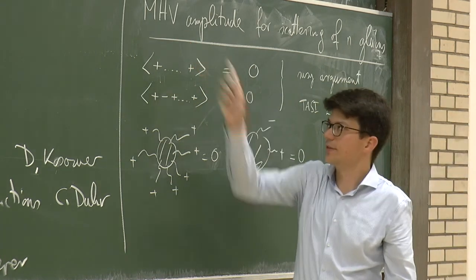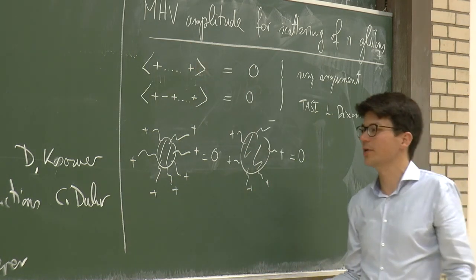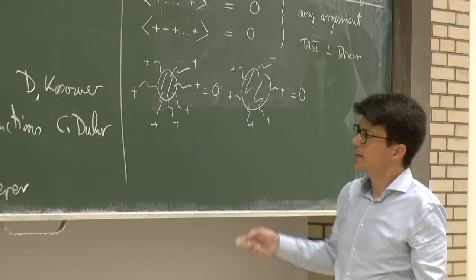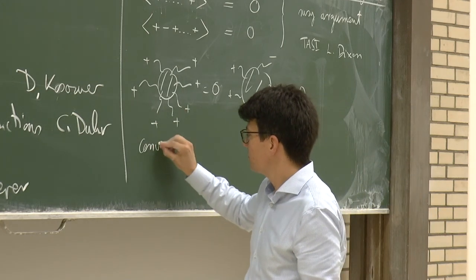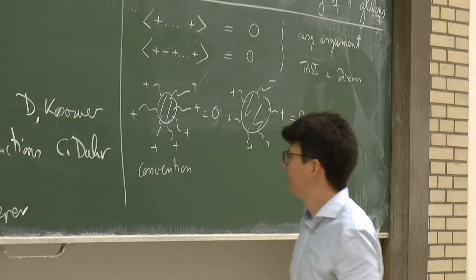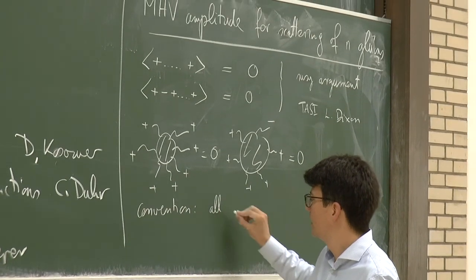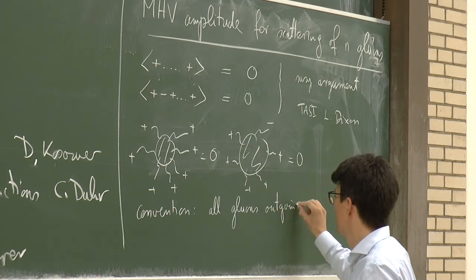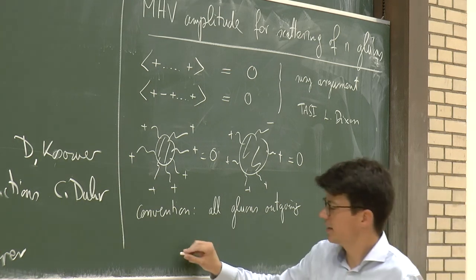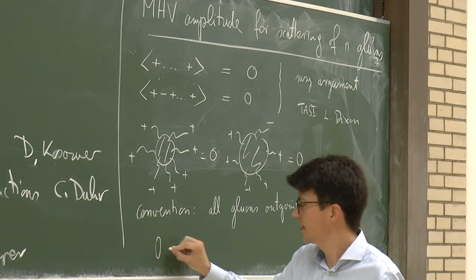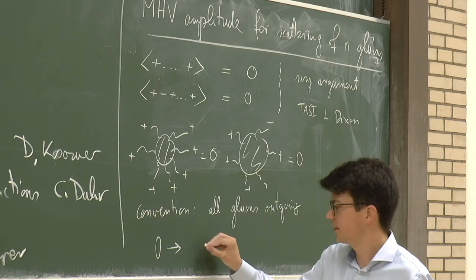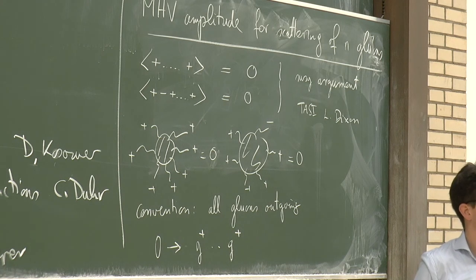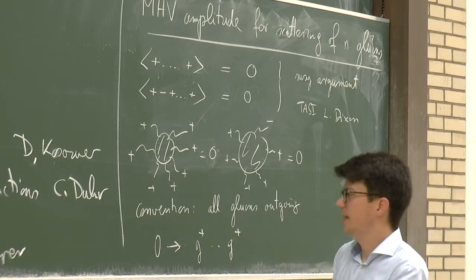Now I'd like to explain this name, which I haven't said what actually MHV stands for, but I'd like to motivate it now. I haven't said it earlier, but we're in a convention, just for simplicity, where we consider all gluons outgoing. So this means it's like a process where you have nothing, the zero stands for vacuum, and you generate all these plus helicity gluons with outgoing momentum.